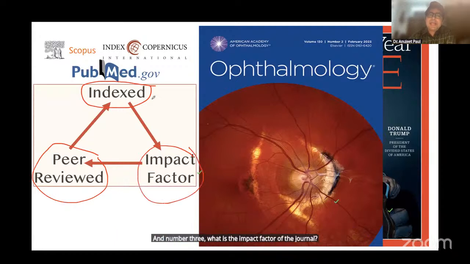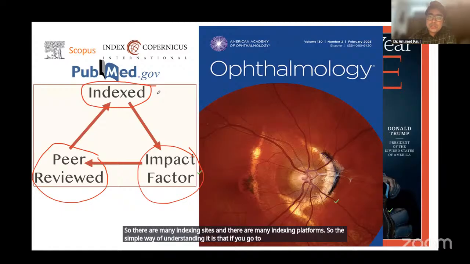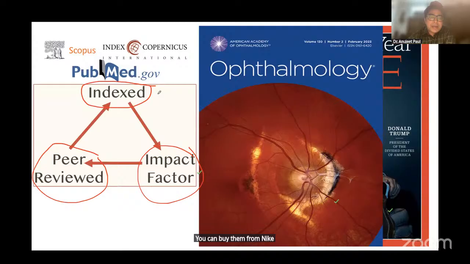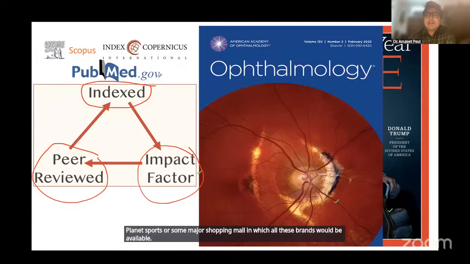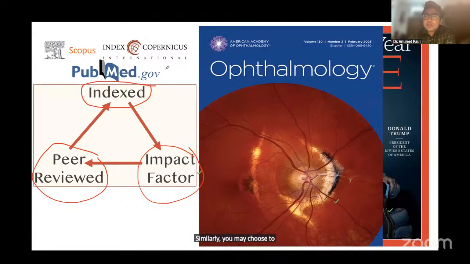There are many indexing sites and many indexing platforms. The simple way of understanding it is that if you go to buy a pair of shoes, you can buy them from Nike, Reebok, or Adidas, or from a major shopping mall in which all these brands will be available. Similarly, you may choose to find all the journals of ophthalmology indexed in PubMed, indexed in Scopus, or indexed in Copernicus. That's the easy way of understanding whether your journal is indexed or not.